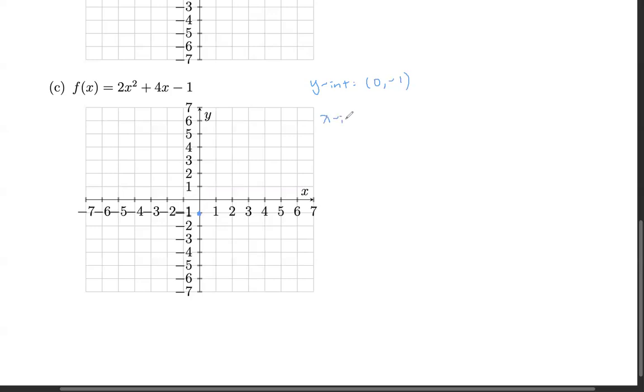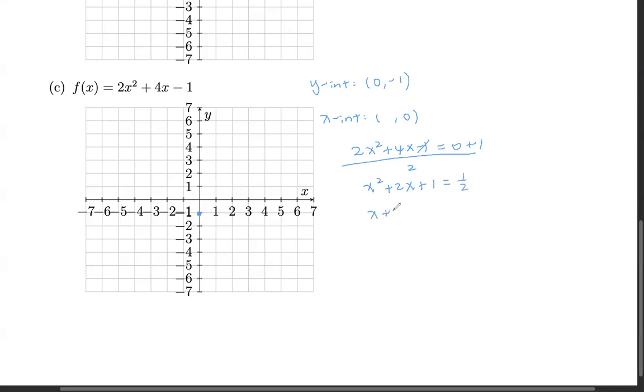Then for the x-intercept we need to solve. X-intercept means the y function value is 0. So that means 2x squared plus 4x minus 1 equals 0. So move -1 to the other side, it becomes +1, divided by 2, get x squared plus 2x. Somehow I changed it to be minus 2x, right? That's the mistake. Plus 1 equals to half.